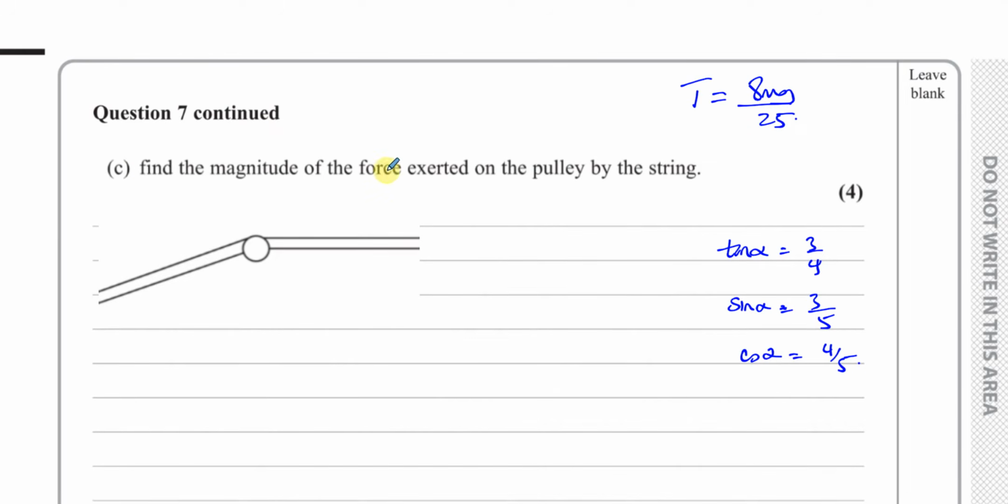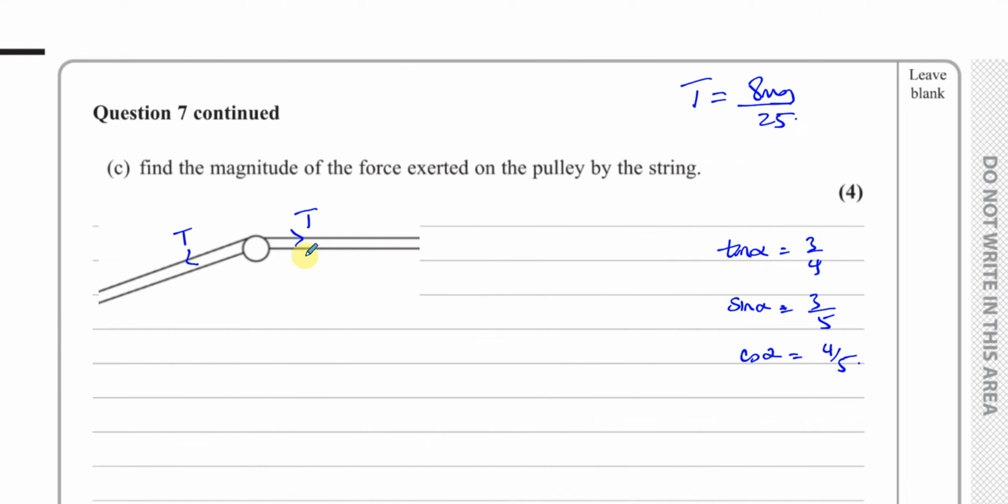Now for part C, it says find the magnitude of the force exerted on the pulley by the string. Now we know that because this is a light string and this is a smooth pulley, the tension on either side of the pulley is going to be the same, because this is a frictionless pulley and the string is light. So the tension on both sides of the string will be the same in each section here.